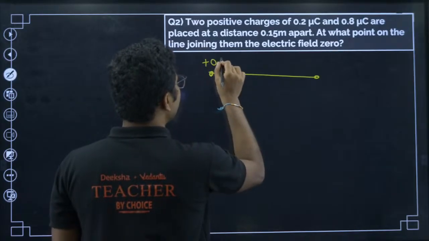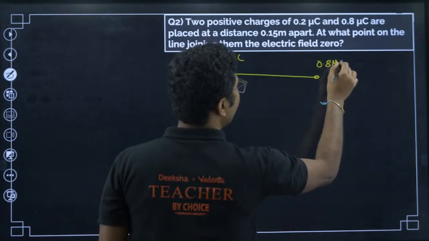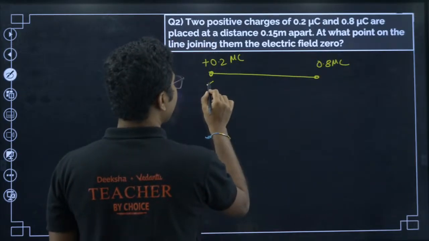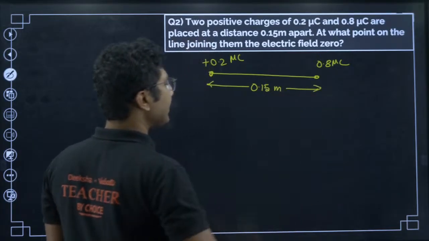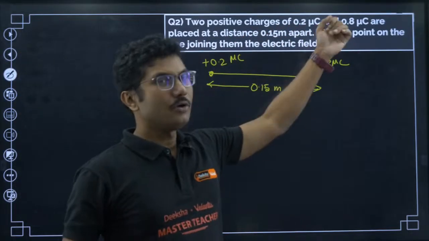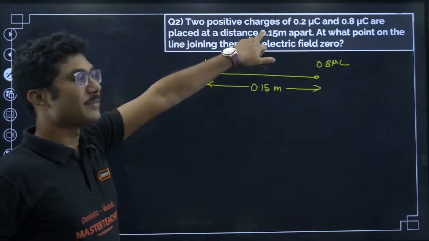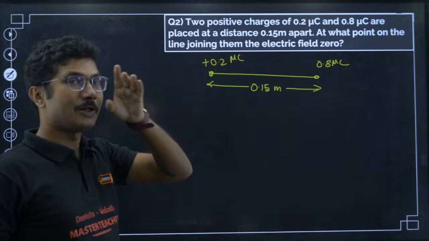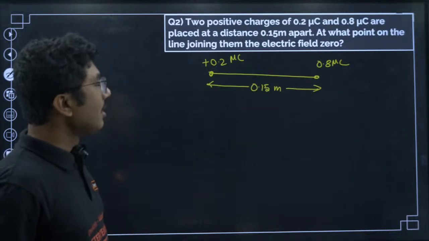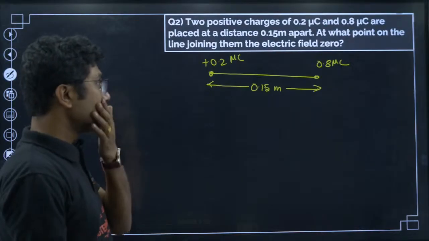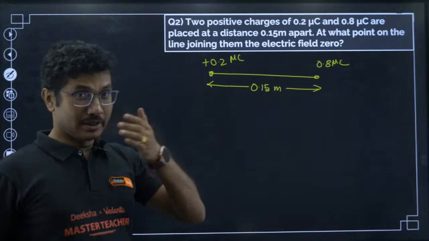So, we have 0.2 microcoulomb and 0.8 microcoulomb. The distance between them is 0.15 meter. Now, all the data is converted into meters, so you do not need to worry too much about it. If this is given as 15 centimeter, then you have to convert it into meters. Okay. Now, let us see, they said at what point the electric field will be 0 on the line joining the charges.